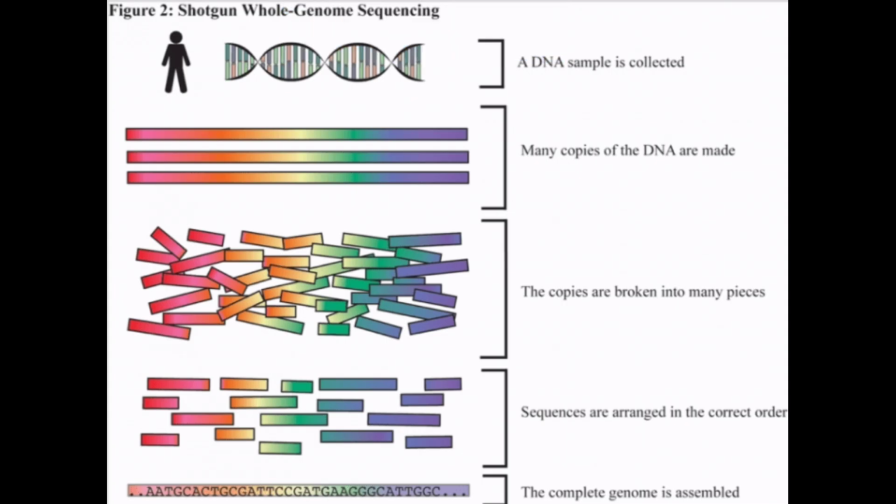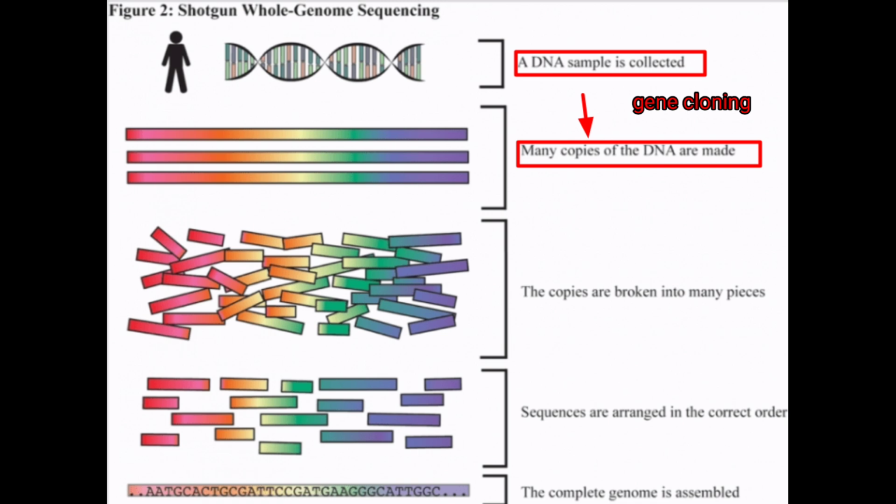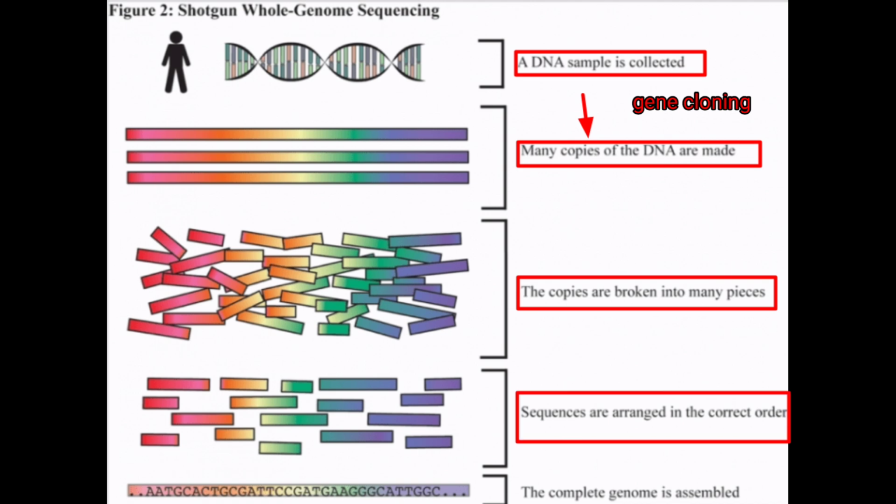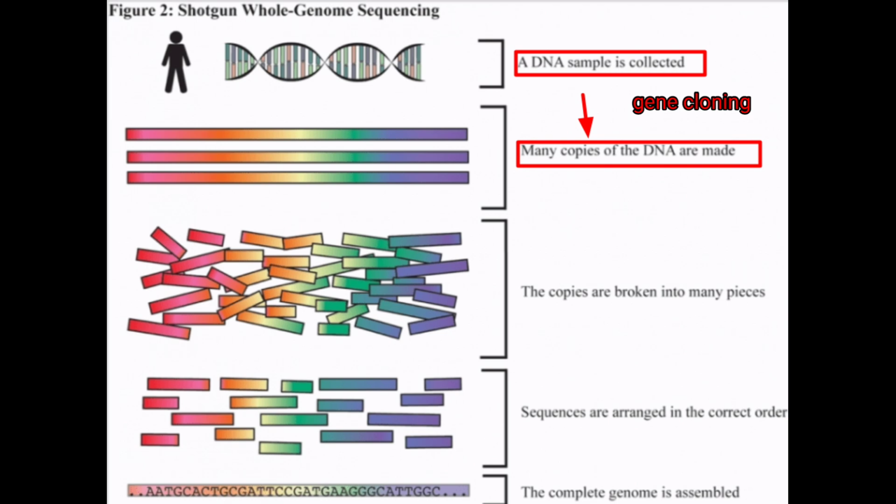This is the basic outlook of how genome sequencing is done. Firstly, a DNA sample is collected. Then many copies of that DNA are made. Then the copies are broken into many pieces. After that, those broken pieces are sequenced and arranged in correct order. This completes the process of genome sequencing.